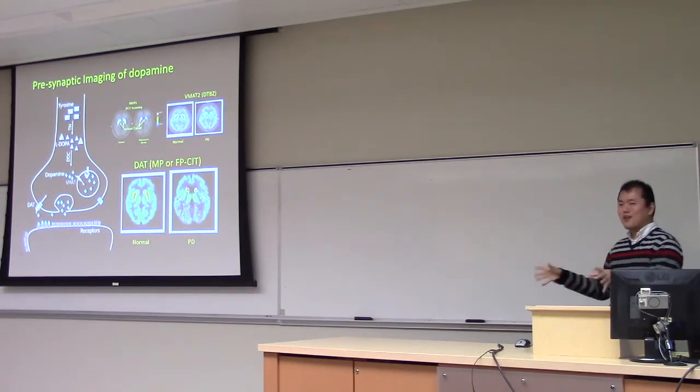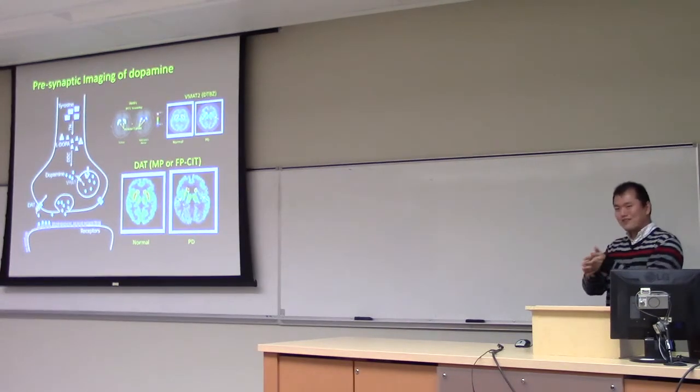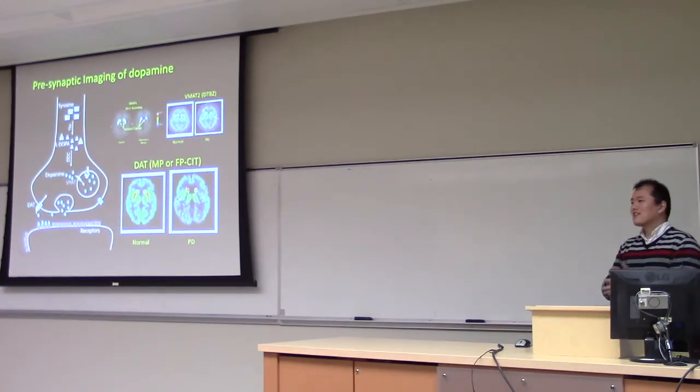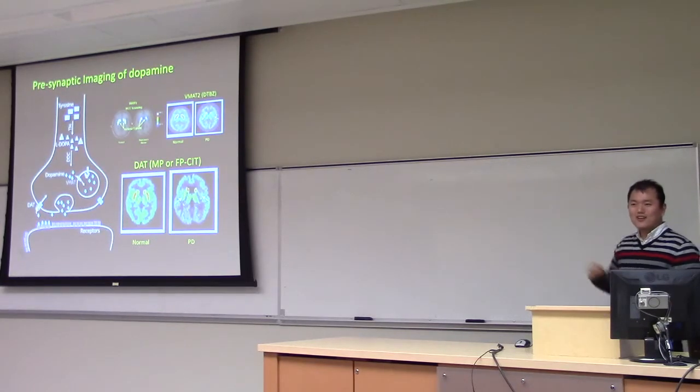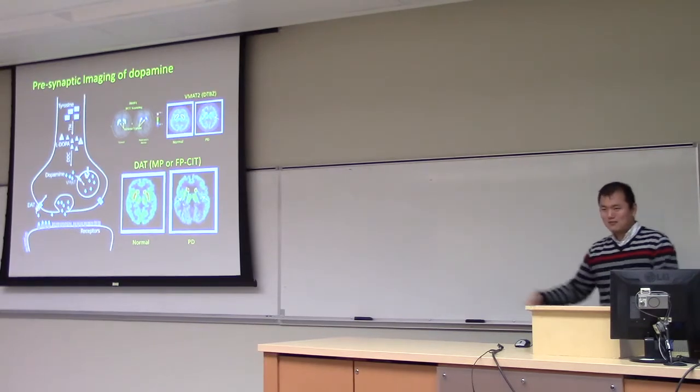If you want to detect Parkinson's disease, if you want to give an accurate early diagnosis, what radiotracer should you use? The last one, the dopamine transporter.